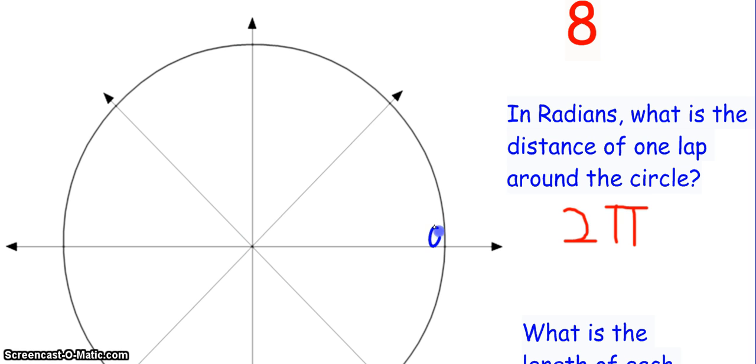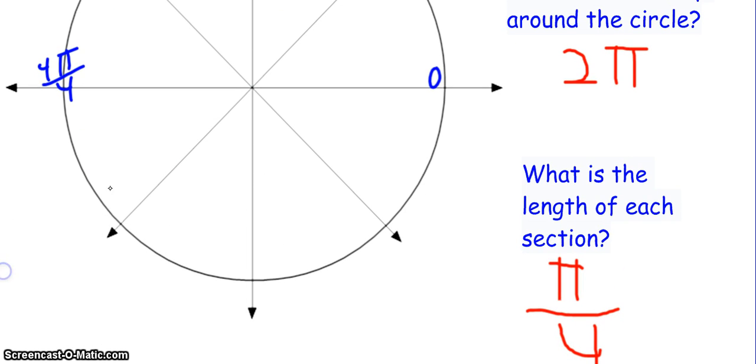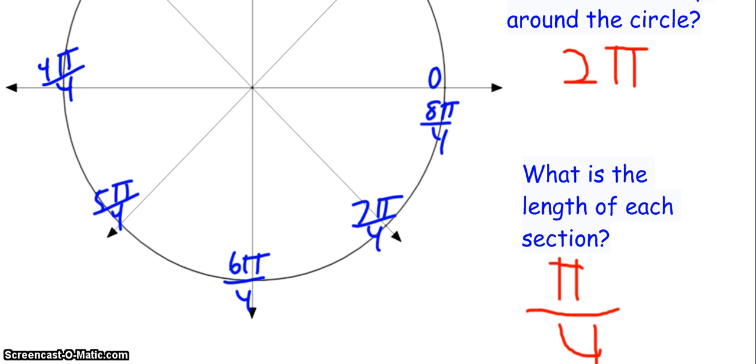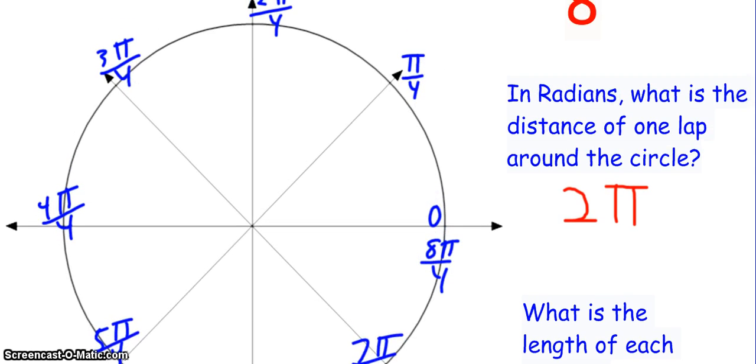I know I'm starting at 0, and then this will be 1 pi over 4, 2 pi over 4, 3 pi over 4, 4 pi over 4. Now, these are not all the final answers because we're going to reduce. But this is one way to understand these angles.